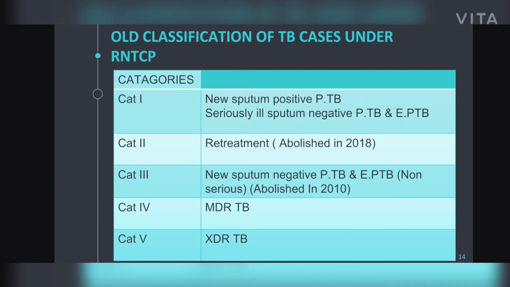Category 4 was MDR TB. I will not go into the details of the definition because you can see that in the books. I just want to give you the concepts today. Category 5 was XDR TB.